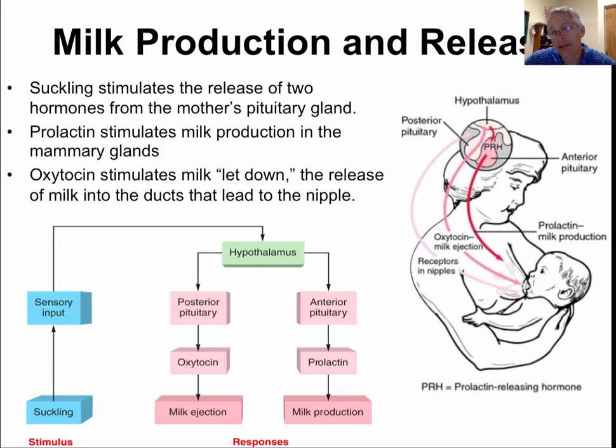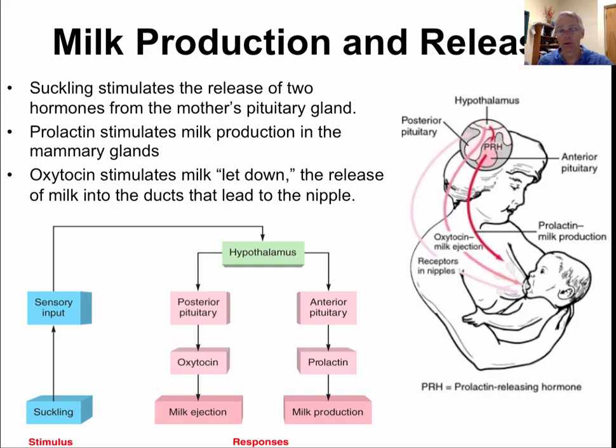And this is just describing that supply and demand loop that I mentioned. The more the baby suckles, that stimulus is detected by nerve cells, which send a message to the mother's brain. In response to that stimulus, she releases two hormones, oxytocin and prolactin. Those two hormones are responsible for milk production and the release of the milk. Prolactin stimulates milk production, and oxytocin stimulates the ejection or the letdown of milk.